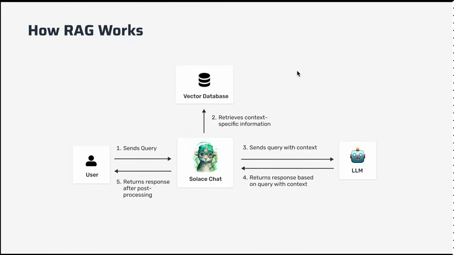So this diagram is just a little bit of a visual to show exactly how RAG works. Effectively, it starts with the user sending the query to, let's use Solace Chat as an example, the service in the middle. It basically references a vector database, which we'll go into later, to retrieve the context-specific information using RAG. And then it sends the query with this additional context to the LLM.